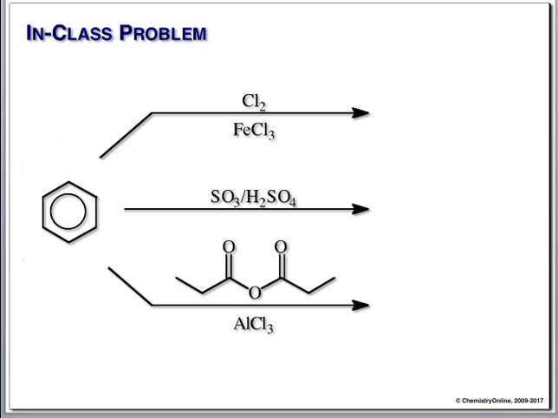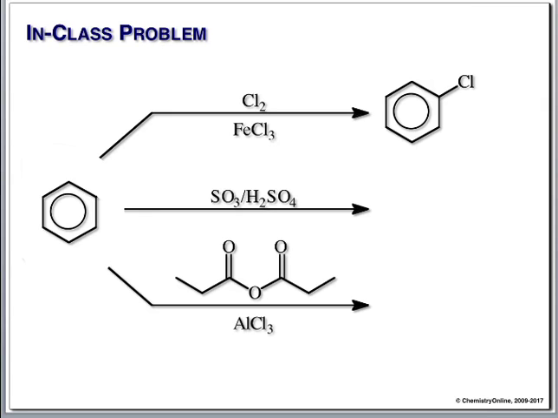Here our electrophile is going to be Cl plus. It's going to add to the benzene ring, form the addition intermediate. It's going to lose a hydrogen and make chlorobenzene. With fuming sulfuric acid, we have HSO3 plus as our electrophile. It adds through the sulfur to the benzene ring and gives the sulfonic acid.